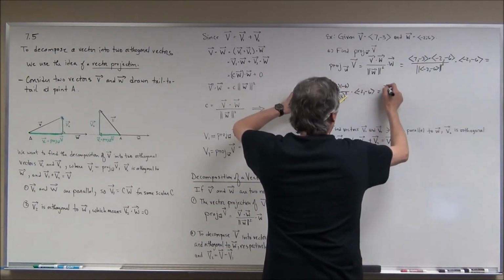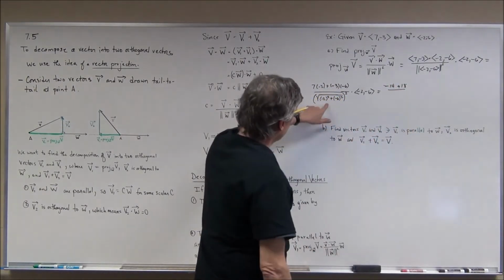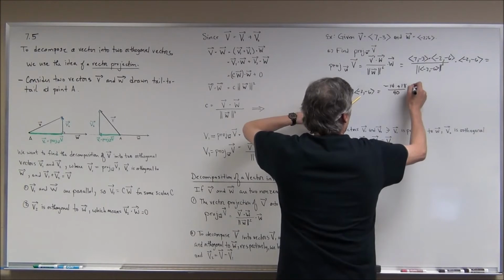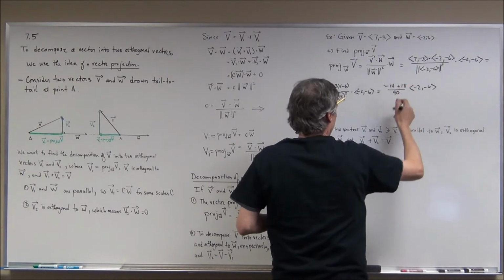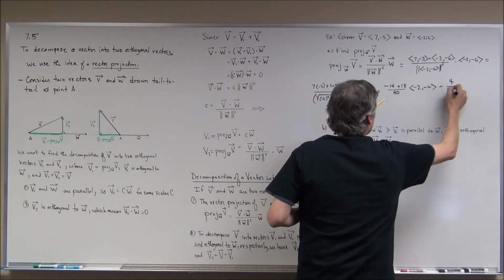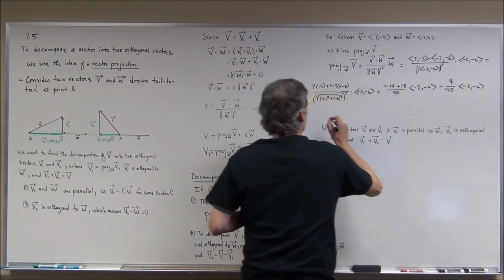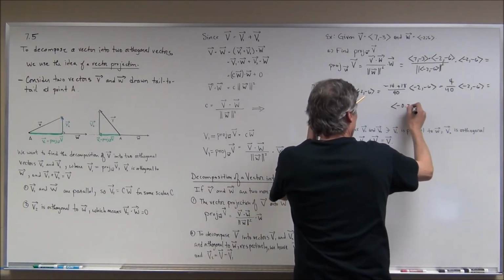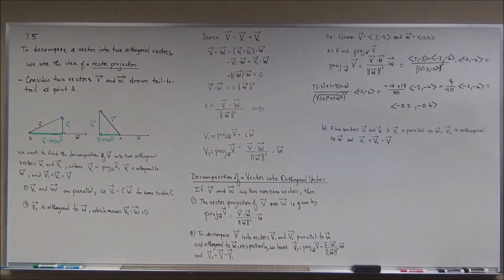So this is going to be negative 14 plus 18. This is going to be the square root of 4 plus 36, the square root of 40, and that's squared, so that's 40, times the vector (-2, -6). So up top here, I have 4 over 40, times (-2, -6). Of course, that's 1/10. So I get (-0.2, -0.6). All right? That's the projection of vector V onto vector W.